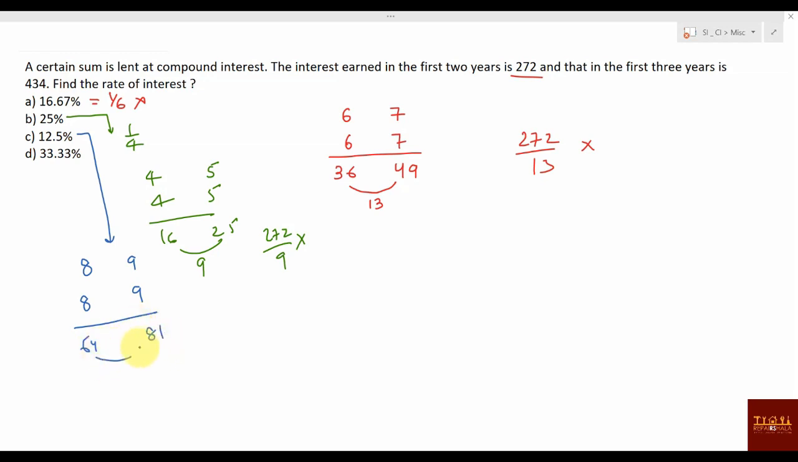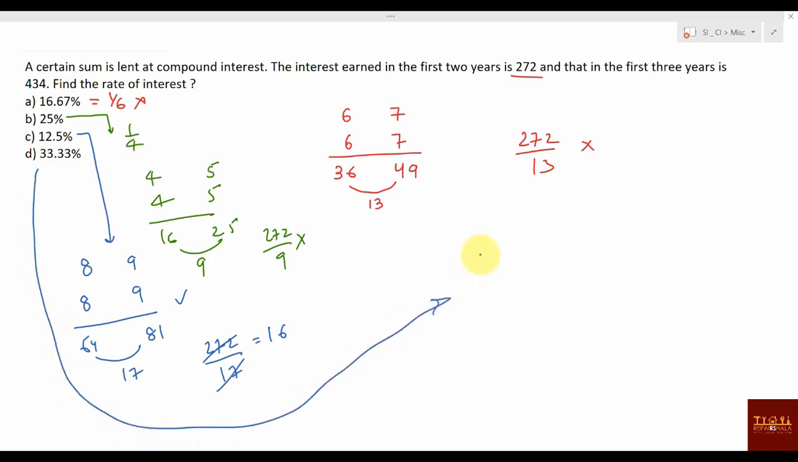Or you can say the difference is 17. Check 272 by 17. Yes, it is divisible. 17 ones are 17, 6 means this could be one answer. Okay, now check the 33.3.